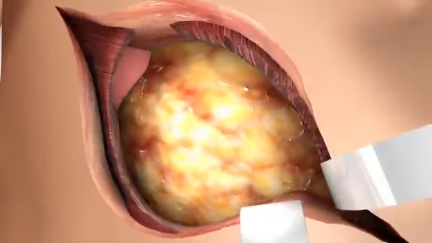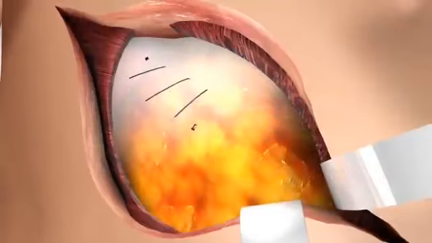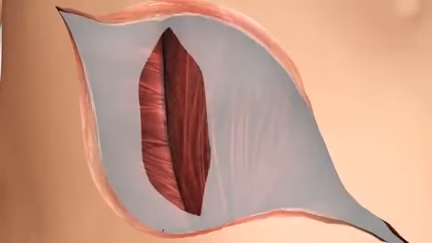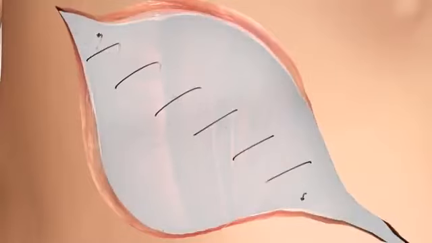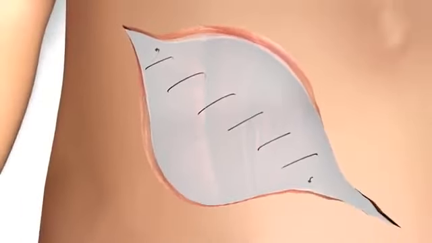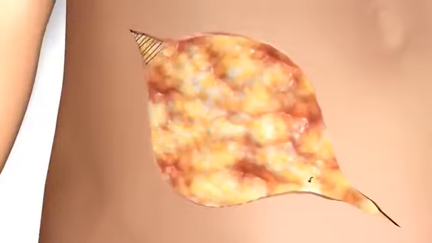The posterior rectus sheath is closed first. Then the internal transverse fascia is closed and the external fascia is closed, all of them using semi-absorbable suture. The subcutaneous layer and the skin are closed using absorbable sutures.